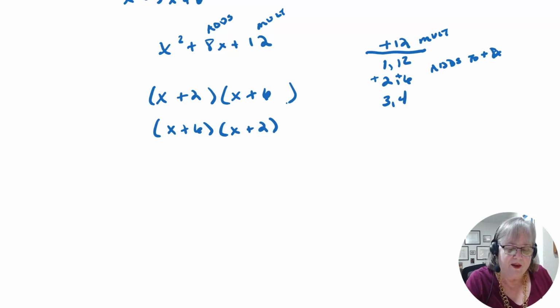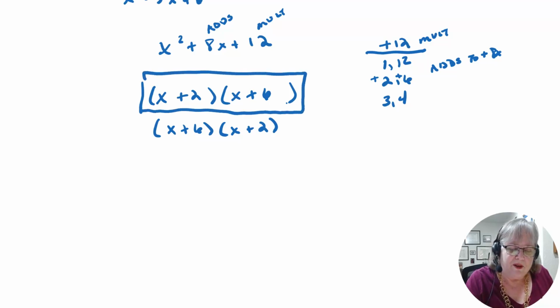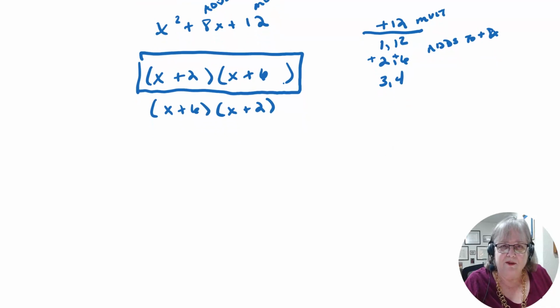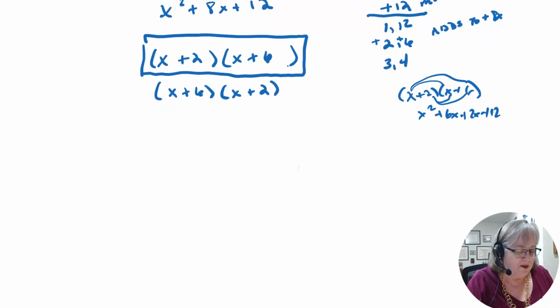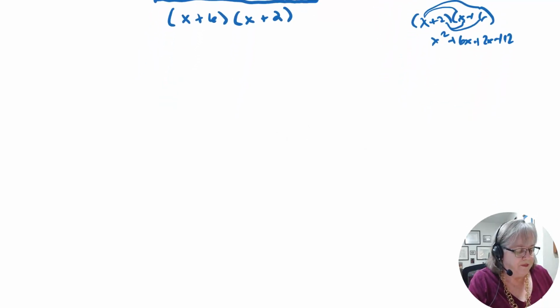All right. Now, before you run and turn this into your teacher, you can check these, right? Because what you would have to do is then to go over here on a scratch piece of paper and go, all right, I'm going to check this. So x times x is x squared, x times 6 is 6x, 2 times x is 2x, 2 times 6 is 12. Yep, that adds up just fine. So I feel good about that before I turn it in.